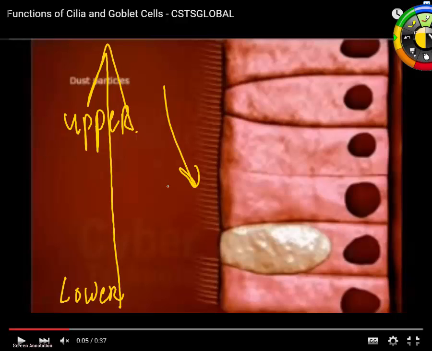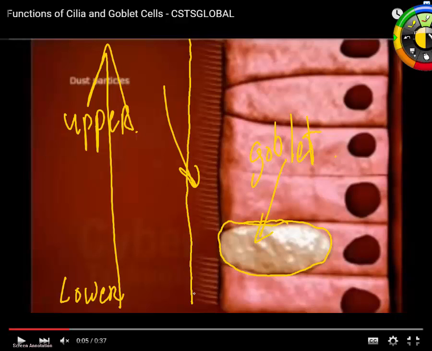Here's the other thing. Watch. About every fifth or sixth ciliated cell, you have a cell called a goblet cell. Gobble, gobble. And goblet cells secrete mucus. And that mucus rides on the cilia like the Silver Surfer.